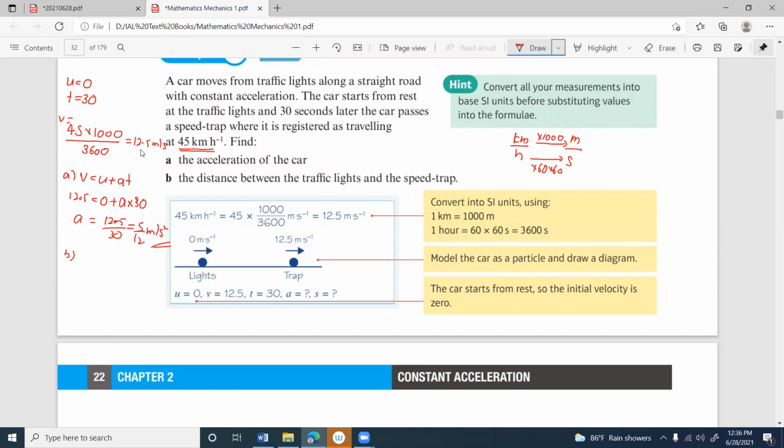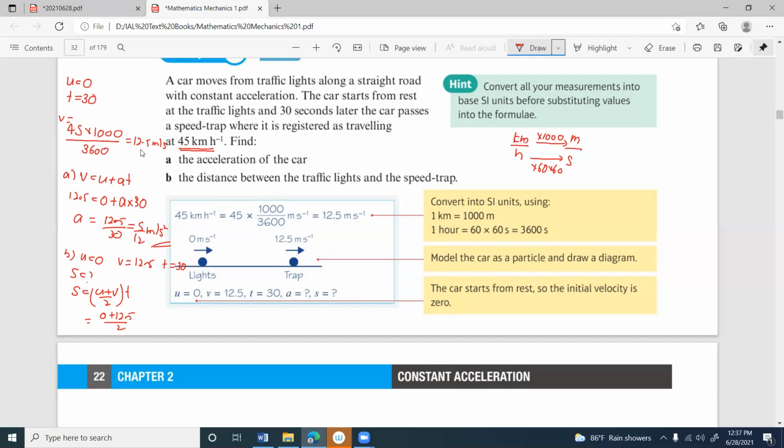The next fact: distance between traffic lights. You know that U is 0, V is 12.5, T is how much? T is 30. We find what is S. You can apply S equals UT plus half AT squared. That is true, but if you make a wrong answer, it might have an impact. So rather than that, it's easier to use U plus V over 2 into T. This is the only equation which does not involve the acceleration. U is 0. It's 12.5 divided by 2 into time. Time is 30. So with this, the answer is 187.5.